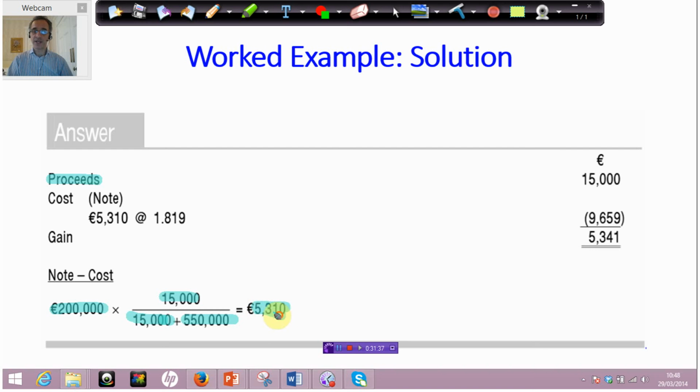So what we're saying is this is the cost attached to those 15 acres, and we've worked it out simply by using our formula. Now don't worry about this 1.819, that's just the indexation uplift. Just try and feel comfortable with the idea of using that formula when you see a part disposal of an asset. Hopefully that makes sense. And as I say, it's a very, very common exam trick across just about every syllabus that I've seen.